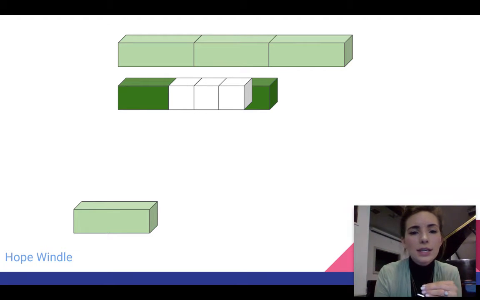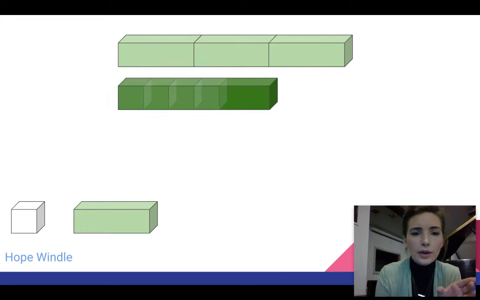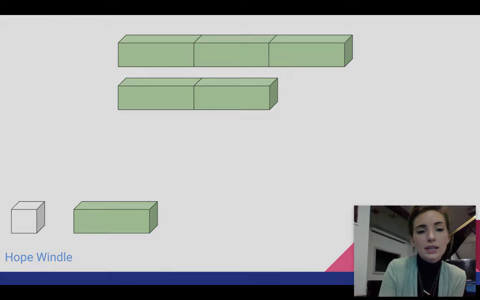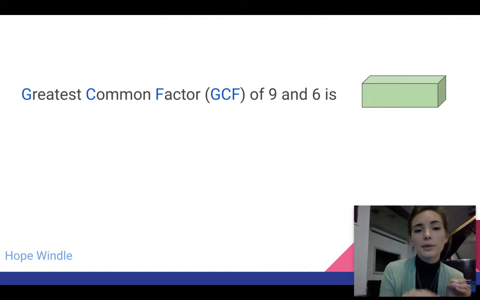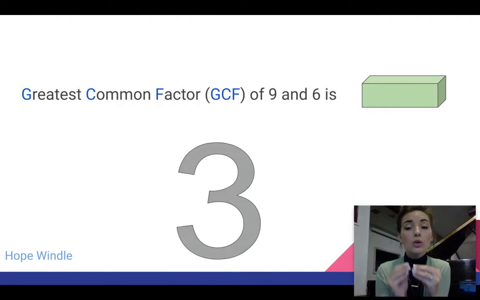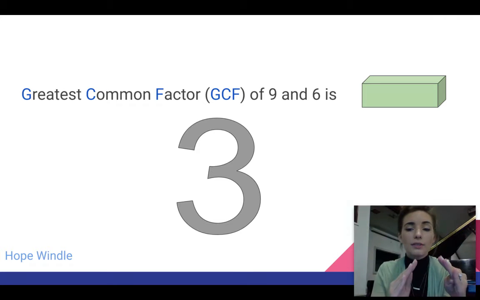Now for the 6, we saw that it could be either 6 or 1. So let's put our 1, and then we know that 6 is divisible by 2 and by 3. So what we have in common for both 6 and 9, our greatest common factor, is going to be 3. And what's so cool about those number trains is not only can you see what fits inside of each other, you can actually attach them together.